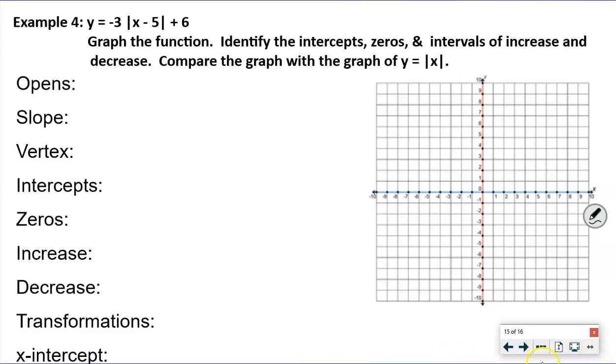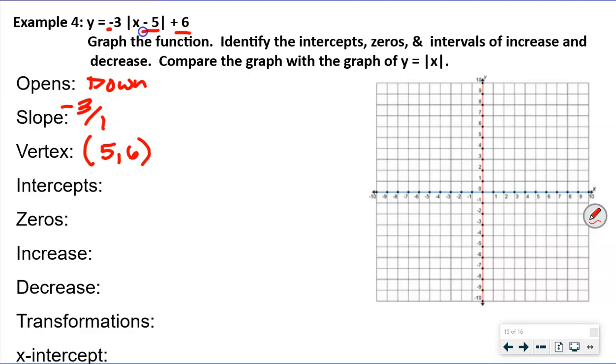Okay, so on this one, again, I'm going to pull the vertex first. That's just kind of what I like to do. So I'm going to look at this value and this value. So this vertex is going to be 5, 6. How did this open? That has to do with that negative right there. So this one's going to open down because A was negative. Our slope is going to be 3 over 1, or you could say -3 over 1, right? Because again, that's a -3. So when we plot this one, we know for sure it's going to open down. So our vertex is going to be at 5, 6.